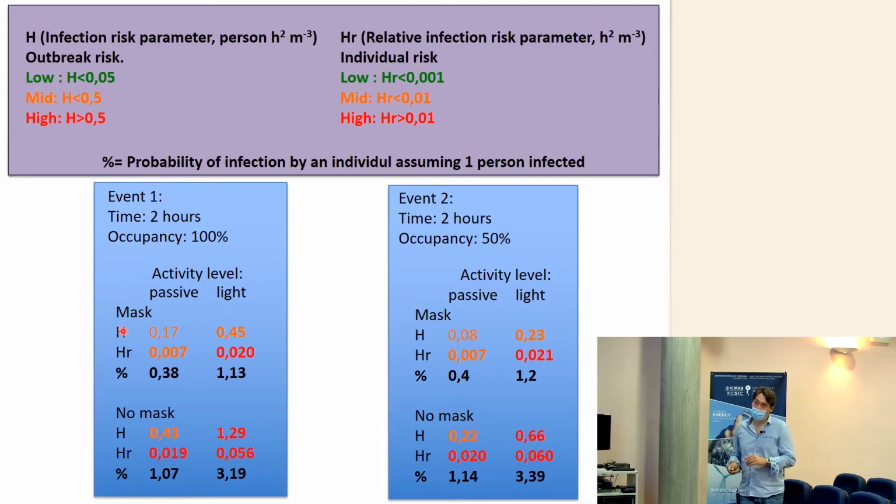We have our risk, and we can even calculate the probability of infection of an individual inside this room, assuming one person infected in the room. Okay, so here they have the probability of the model. And as you can see, in this room we are all the time in the orange and red levels. And the model also allows us to calculate with mask and no mask. So if people are wearing masks or not wearing masks, okay?